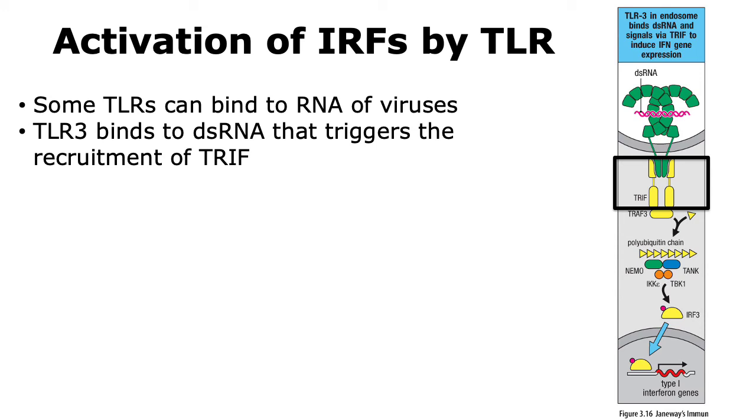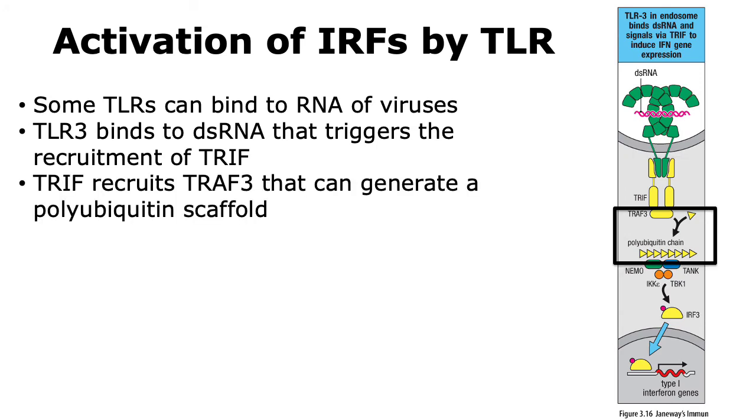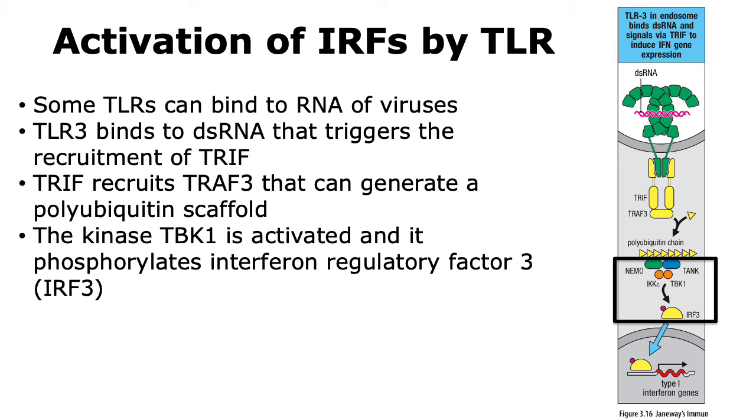The TIR domains are able to recruit the adaptor protein called TRIF, which in turn is able to recruit the E3 ubiquitin ligase called TRAF3. TRAF3 gets activated through this interaction and is able to form a polyubiquitin chain that functions as a scaffold where other proteins can bind. The binding of a complex of proteins to these polyubiquitin chains results in the activation of the kinase TBK1. An activated TBK1 is able to phosphorylate a transcription factor called interferon regulatory factor 3, or IRF3.